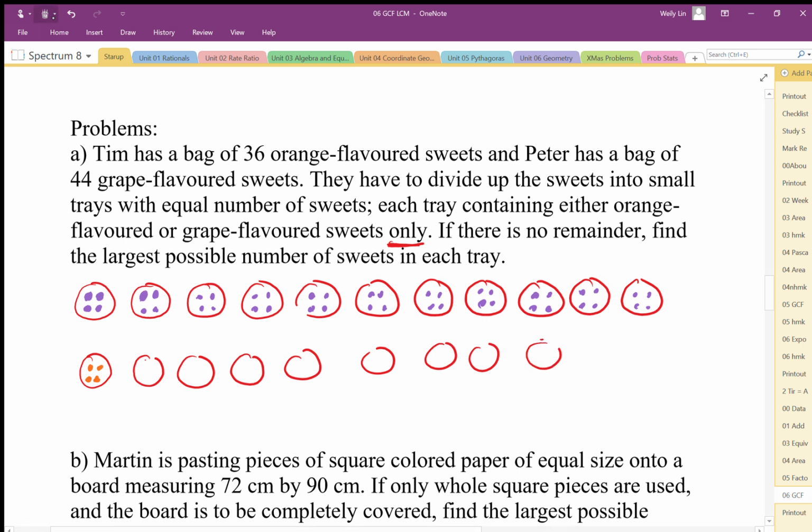Okay, so then that would be able to put my 36 sweets into groups of 4. So each tray has a group of 4, and we don't have any mixed colors, and we don't have anything left over. So it looks like we're going to end up with, what is that, 20 trays. So the answer to find the largest possible number of sweets in each tray would be 4 sweets. If we put any more, we would have leftovers based on this formula.